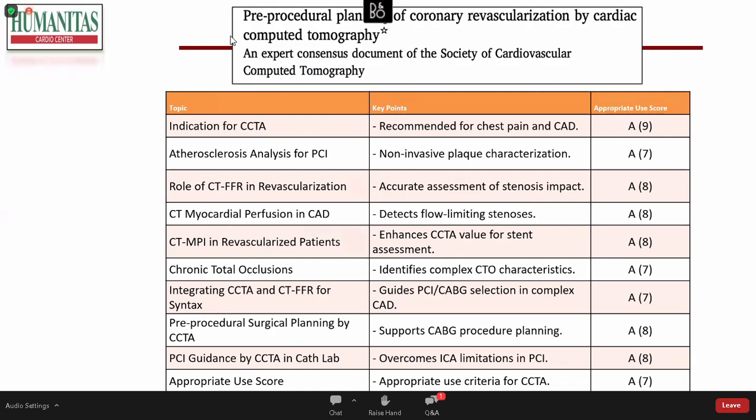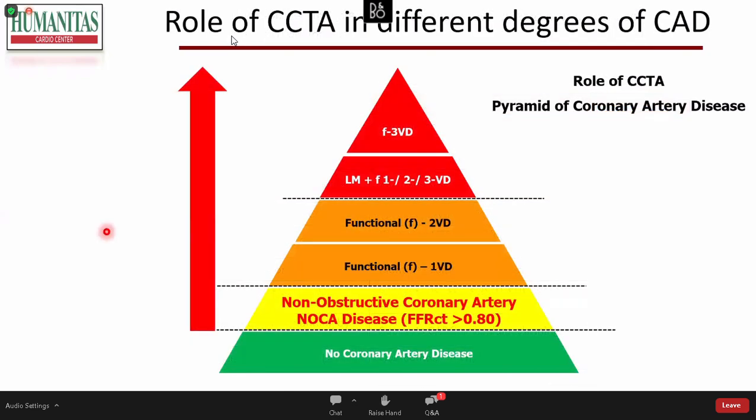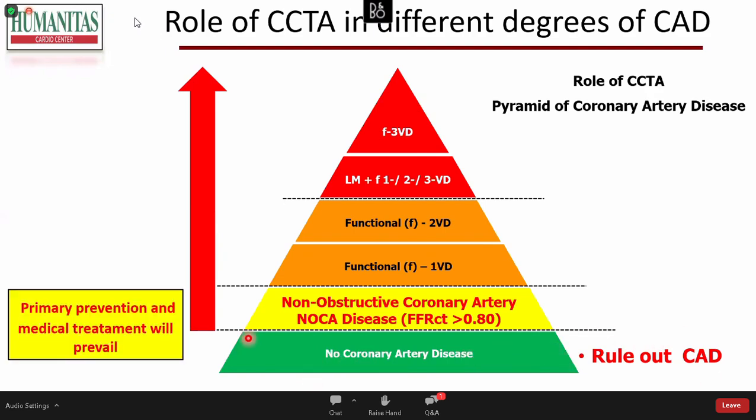Basically, how does it work and what am I talking about? Look at this sort of pyramid, which basically tells us what should be done in different clinical scenarios. Imagine that the patient has no coronary artery disease. I think our task is finished. Or imagine a patient having non-obstructive coronary artery disease, so a lesion of 20, 30%, which doesn't need to be stented. Here, we can activate primary prevention and medical treatment.